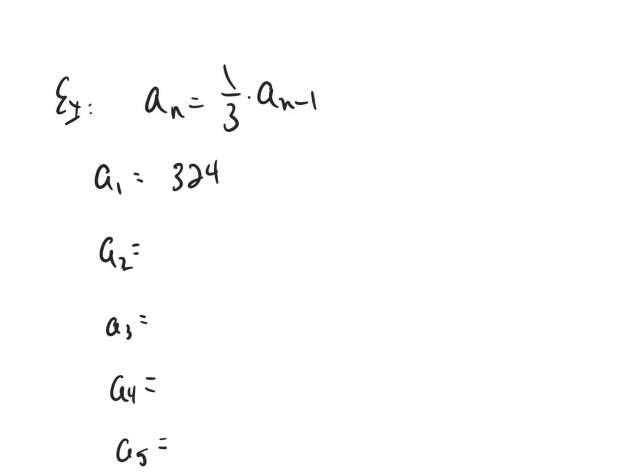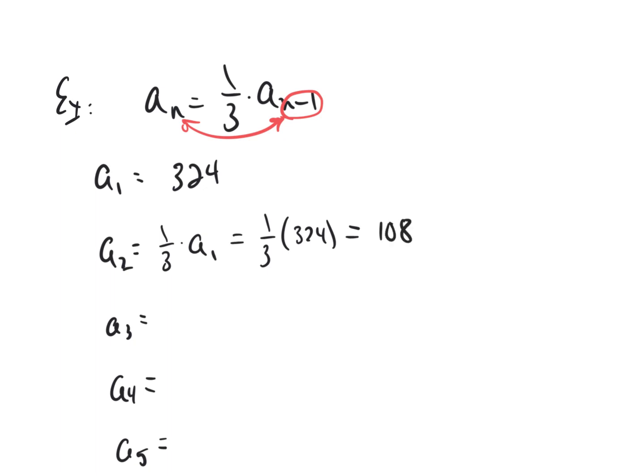Okay, and the idea will be that since this subscript is always 1 smaller than this one, a sub 2 is then going to be equal to 1/3 times a sub 1. But we know what a sub 1 is because we were given that. A sub 1 is 324. So 1/3 times 324 is 108.